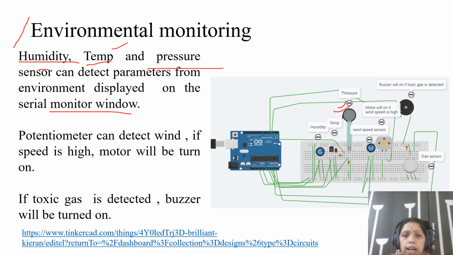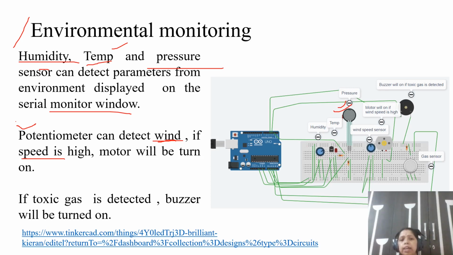So next is the wind speed. Wind speed can also be detected from the environment. For that there is an anemometer sensor, where one potentiometer is connected with the anemometer sensor. Here I used only the potentiometer in Tinkercad. So how can you measure the wind speed? If you increase the potentiometer value, the wind speed can be measured.